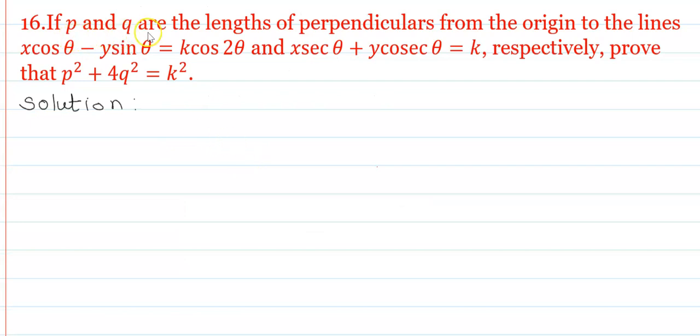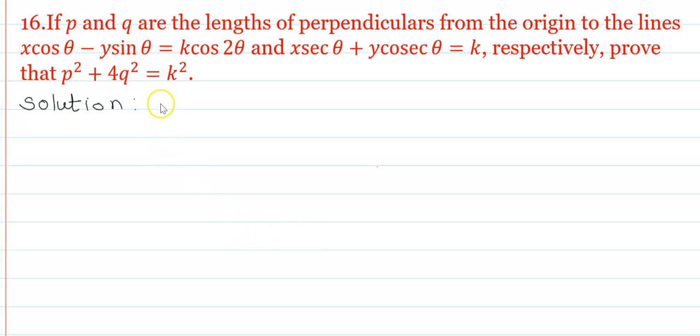If p and q are the lengths of perpendiculars from the origin to the lines x cos theta minus y sin theta equals k cos 2 theta and x sec theta plus y cosec theta equals k respectively, then prove that p square plus 4q square equals k square.